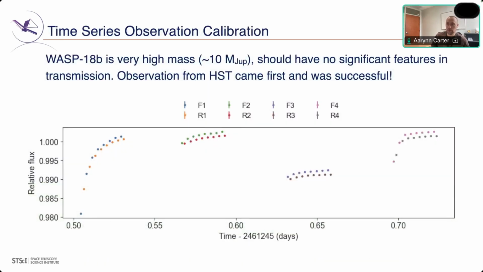So here are first the HST observations. Those came in first, actually, and were successful. Here you can see the transit itself before any kind of fitting or observation. It looks very clean, both on the forward and reverse scanning.